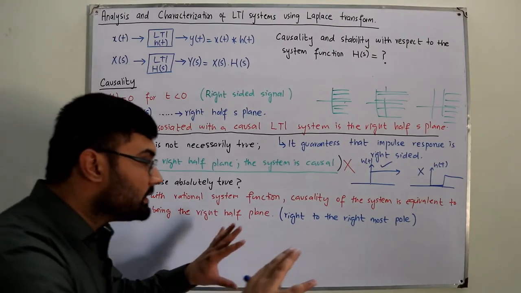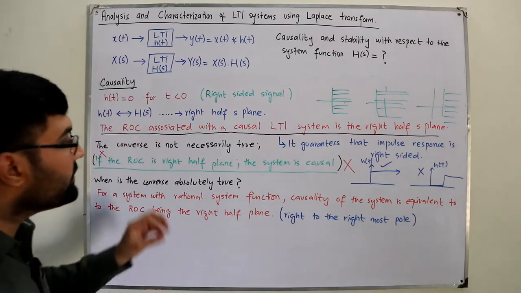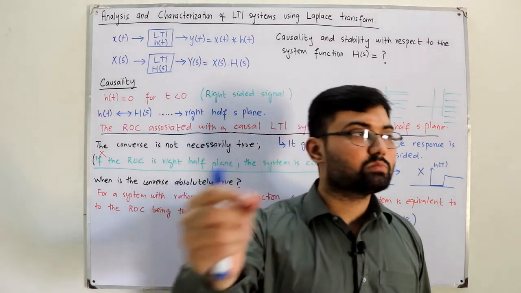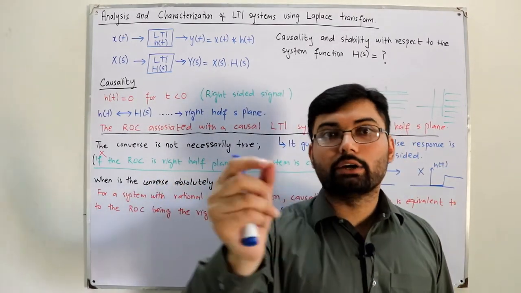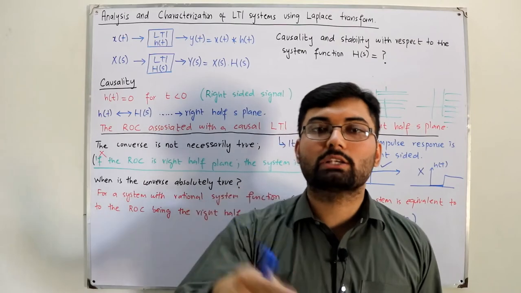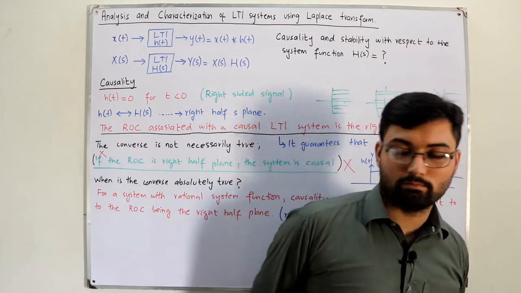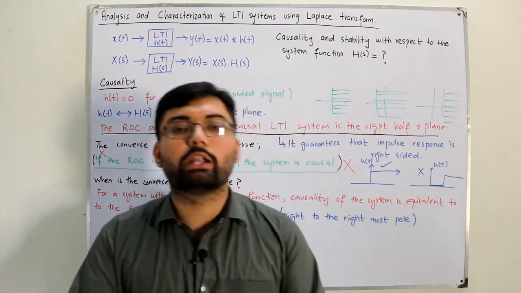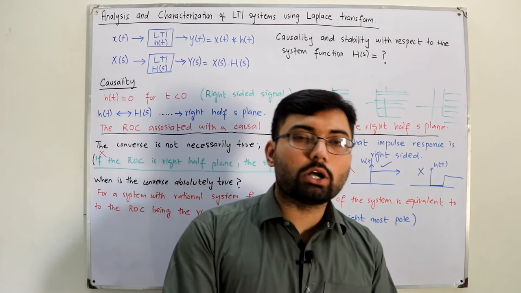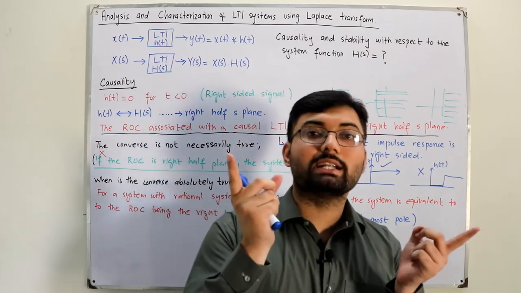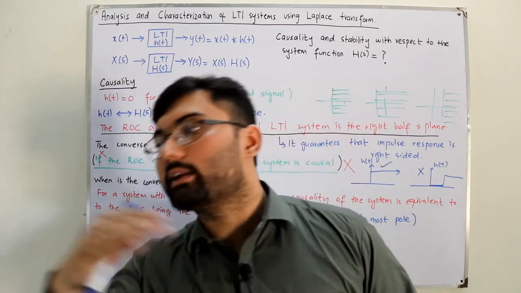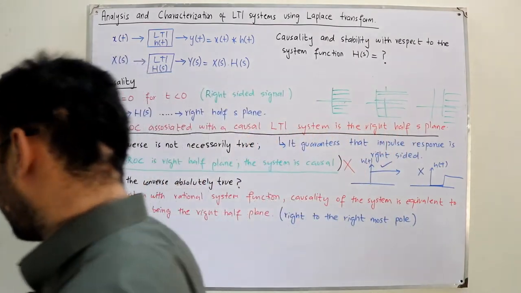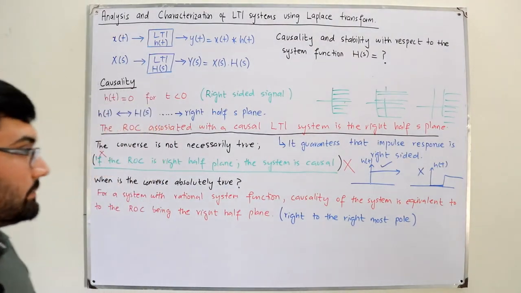If I just give you an overview. If you have a causal system, then you take the system function, the ROC will be the right half plane. Point number one. Point number two, if you have an ROC to be the right half plane, the system may or may not be causal. It would only be causal when the system function is rational and the ROC is lying right to the rightmost pole, then the system would be causal, otherwise it would not be causal, and that is it. That is it about the causality.